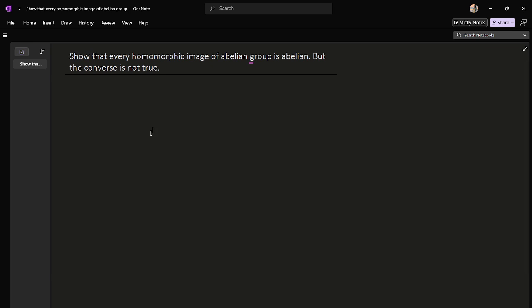so let us first establish that every homomorphic image of an abelian group is abelian. This means that if we have a group G and that is abelian, then we can prove this by taking any two elements h1 and h2. Let H be a subgroup of G, that's the subgroup notation.